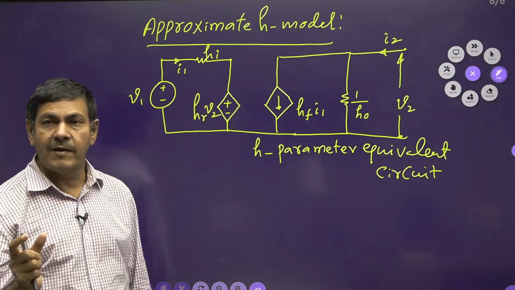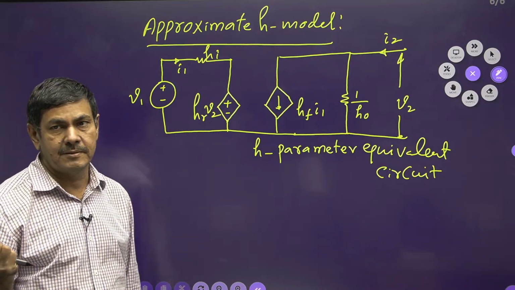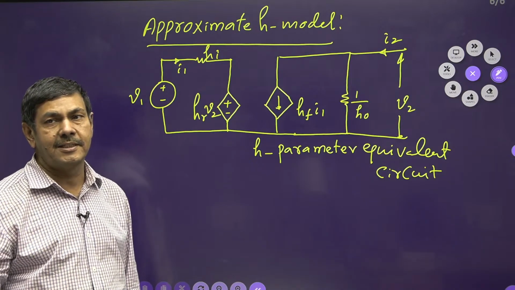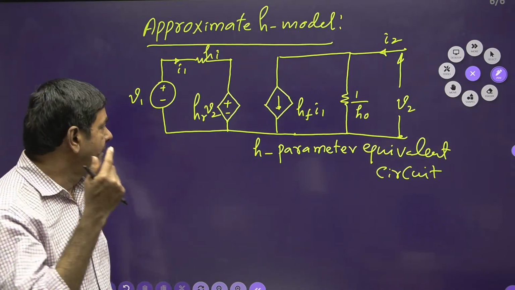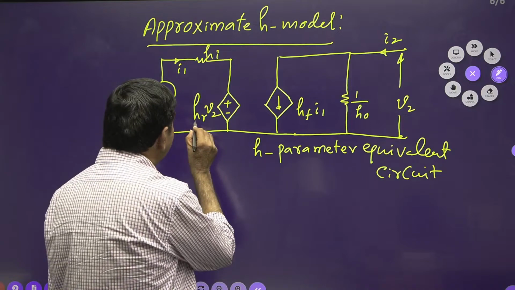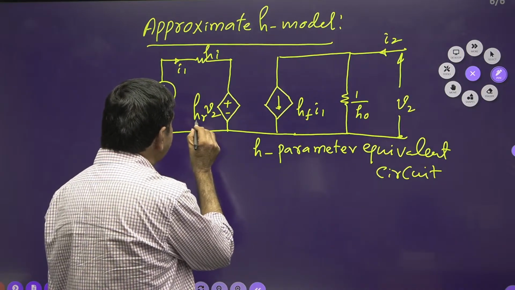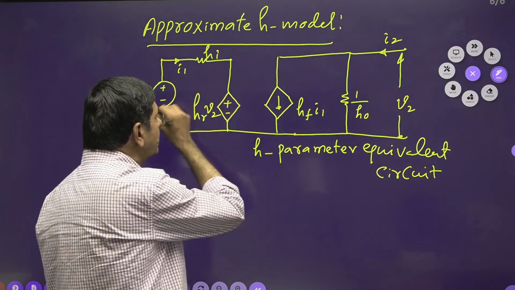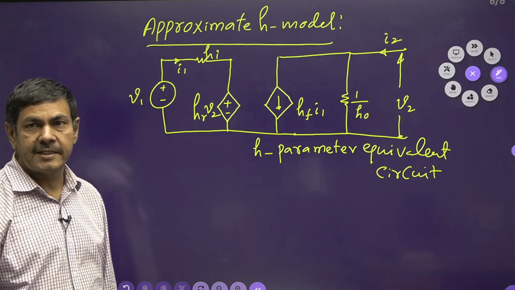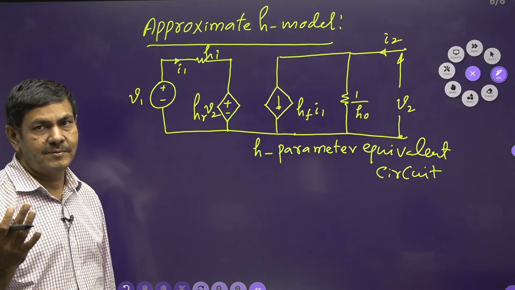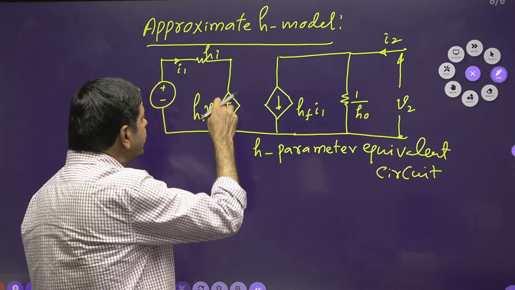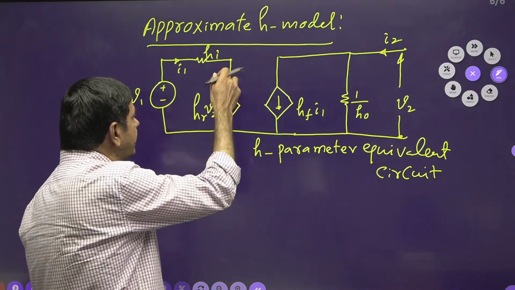HR is a very small value, so we are going to neglect it. Whenever this HR value is neglected, it is approximately taken as 0, because it comes around 0 point something. At that time this voltage becomes 0, which means it must be shorted.